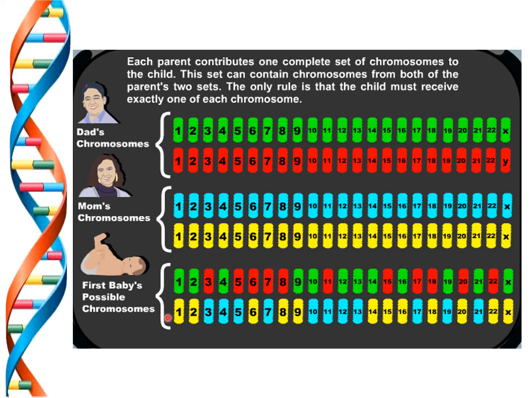Looking at the mother's contribution, you can see that the mother has given the child 1 and 2 from her yellow set, 3, 4, 5 in blue from her blue set. Looking finally here at the 23rd chromosome, you can see that the sex chromosome that the mother gave is an X, as this is the only option that she can give the child. Looking at these two chromosomes, you can then determine the sex of the child. So the sex of this child is that she is a female.